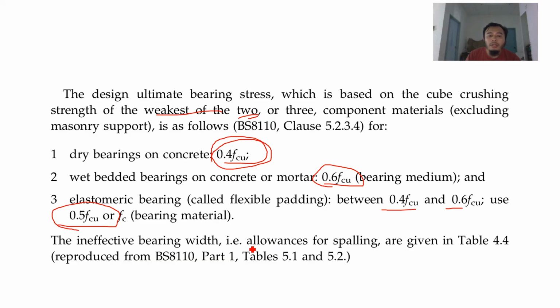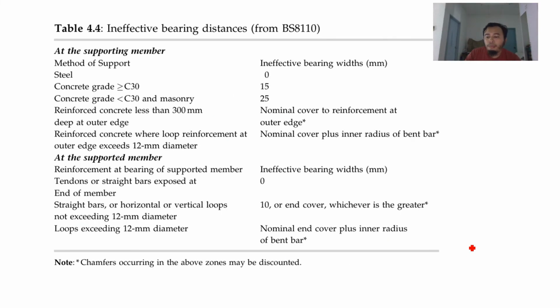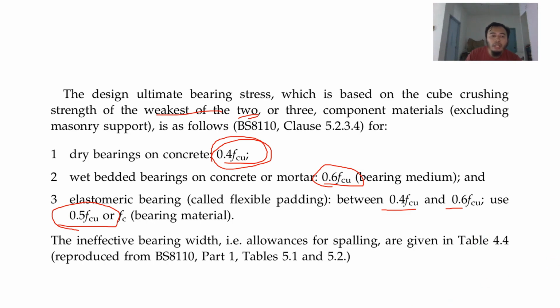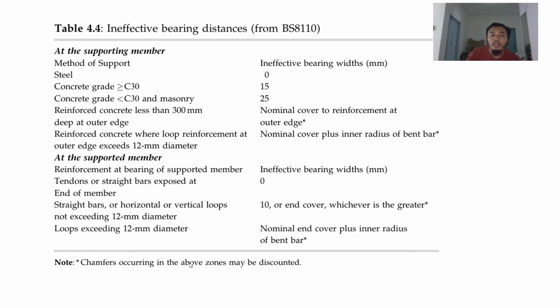The ineffective bearing width allowance for spalling is given in Table 4.4. I need to highlight here that it is reproduced from BS 8110 Part 1. As you can see here, your supported member has tendons exposed at the end, so 0 ineffective bearing width for supported members. For supporting members, it is a grade more than 30. So here is your ineffective bearing width.